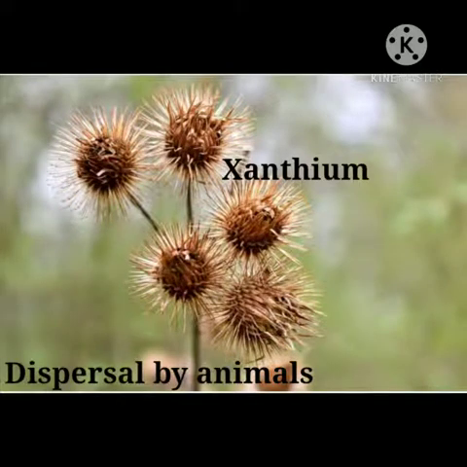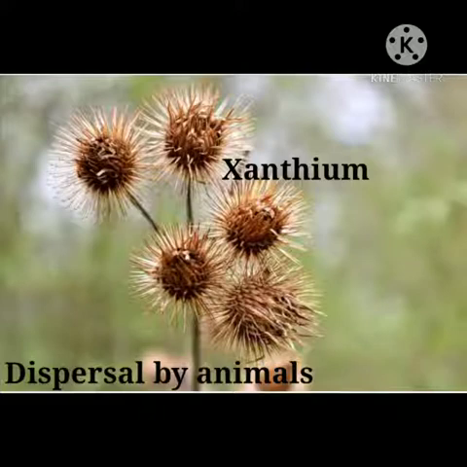Dispersal by animals. Animals often serve as seed carriers. Some seeds, like xanthium, have hook-like structures with which they get stuck onto the body of animals or on the clothes of human beings moving to different places. They then get dispersed to distant places.